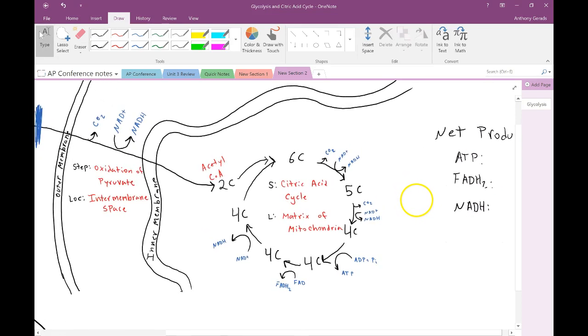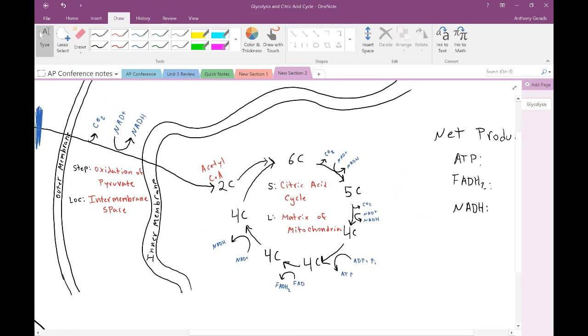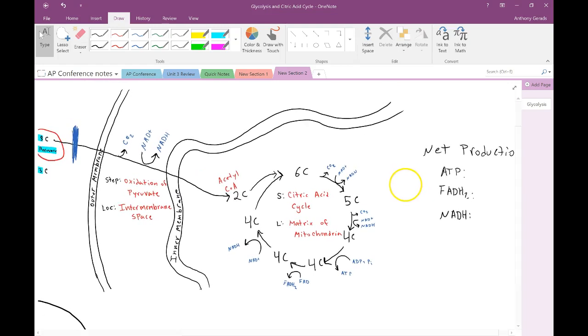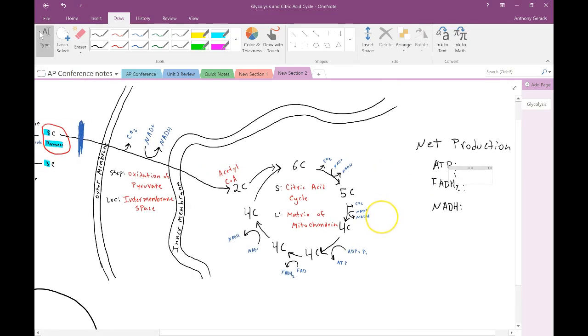Okay? Based off this, from everything you can see here, how many ATP did we produce today? In that cycle? Okay, so you're telling me the answer is 1. I'll tell you right now, the net production is 2. FADH2, how many did we make? 1. Net production is 2. NADH, how many did we make?